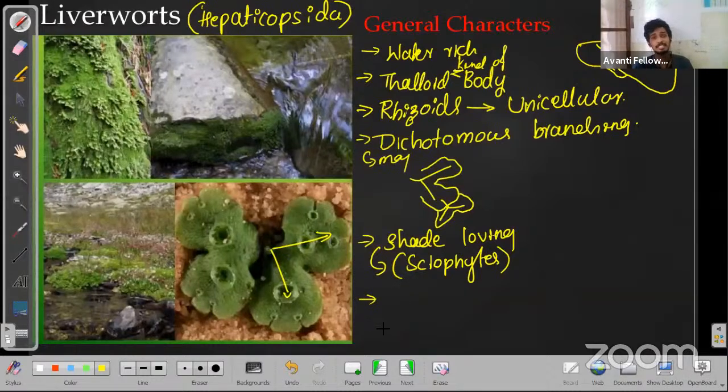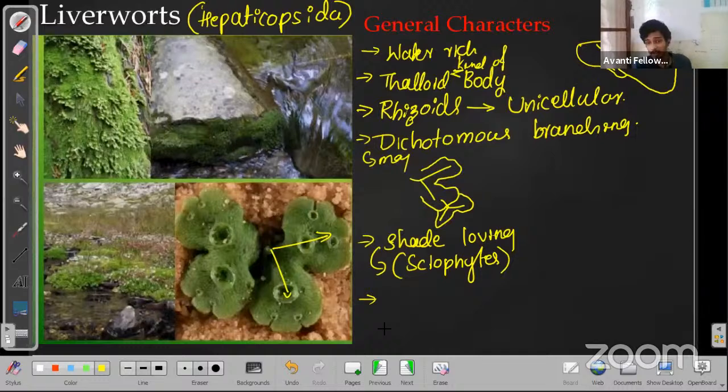If it is present in direct sunlight, we call it heliophytes. One second, guys. Something happened here. So heliophytes, okay. That's the differentiation between the two. And the shade-loving ones we call sciophytes.